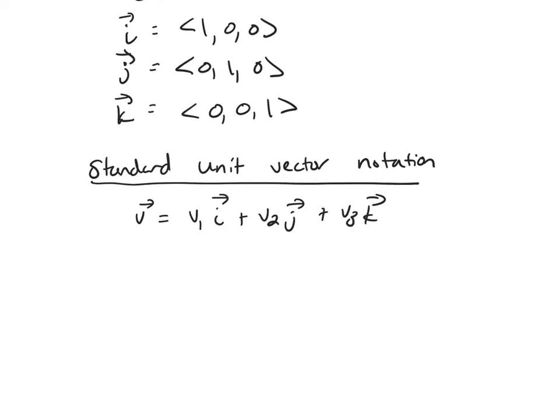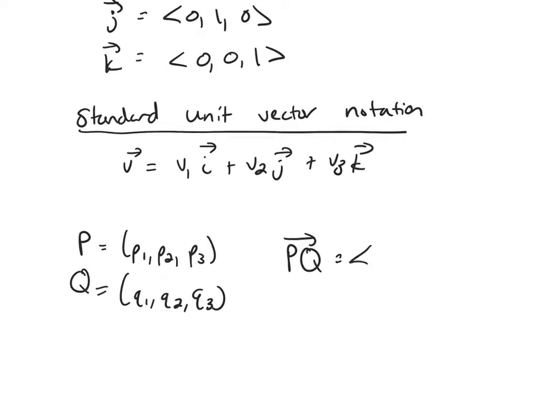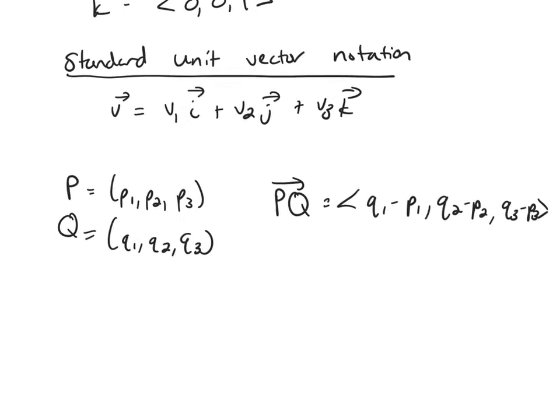If I'm given a vector with an initial point P, so this point would be P1, P2, P3, and a terminal point Q, Q1, Q2, Q3, I can write the vector PQ. Again, this works very similar to what we saw before. You take the terminal Q1, subtract the initial P1, and so on, to Q3 minus P3. Just have 3 entries instead of 2 now.